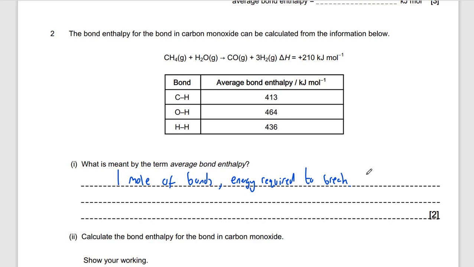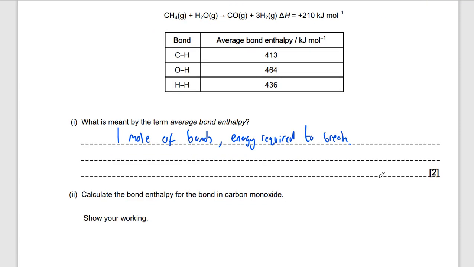So let's get into the bond enthalpy calculation then. So again, it's similar to last time. They've given us delta H, and we're trying to work out the bond in carbon monoxide this time. So they've already balanced the equation. In fact, it's quite a straightforward balanced equation. So delta H, so plus 210 equals the reactants minus the product.